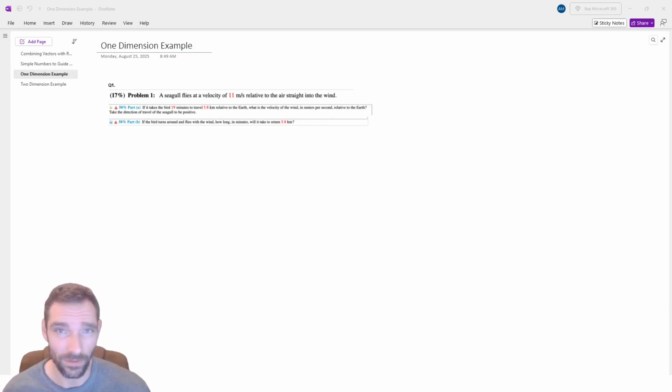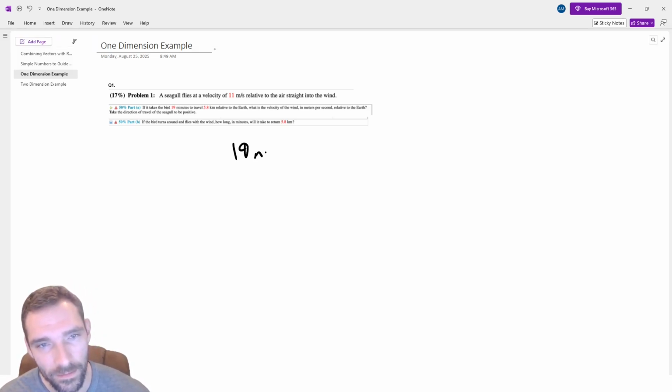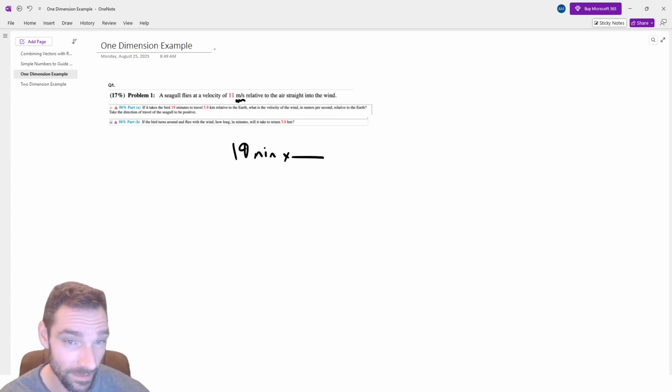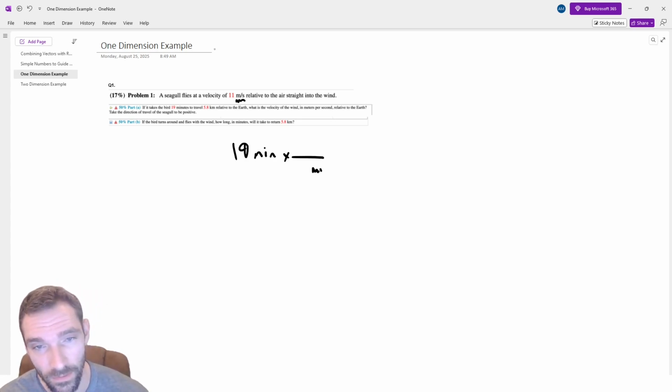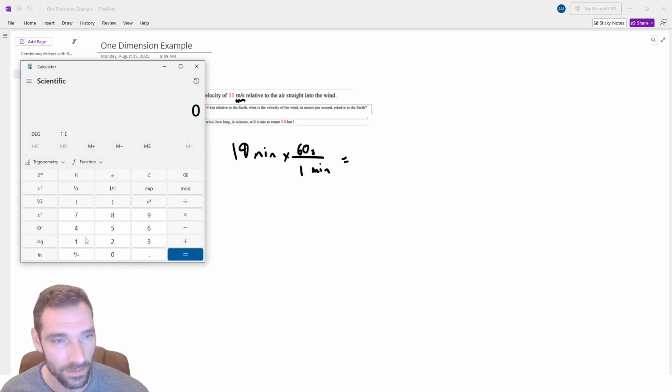This problem is going to involve some small calculations, but they're not too bad. So we'll go ahead and go through that. So if we've got 19 minutes, then we can just convert that into seconds. Because we're working with meters per second, I'm thinking let's make this in meters and seconds for our units. So in 1 minute, you've got 60 seconds. So you just have your 19 times your 60, pretty straightforward.